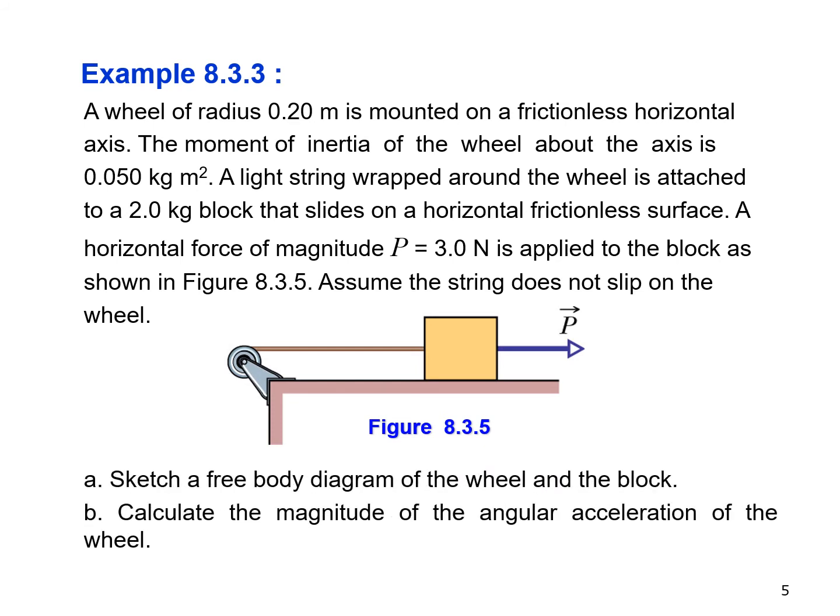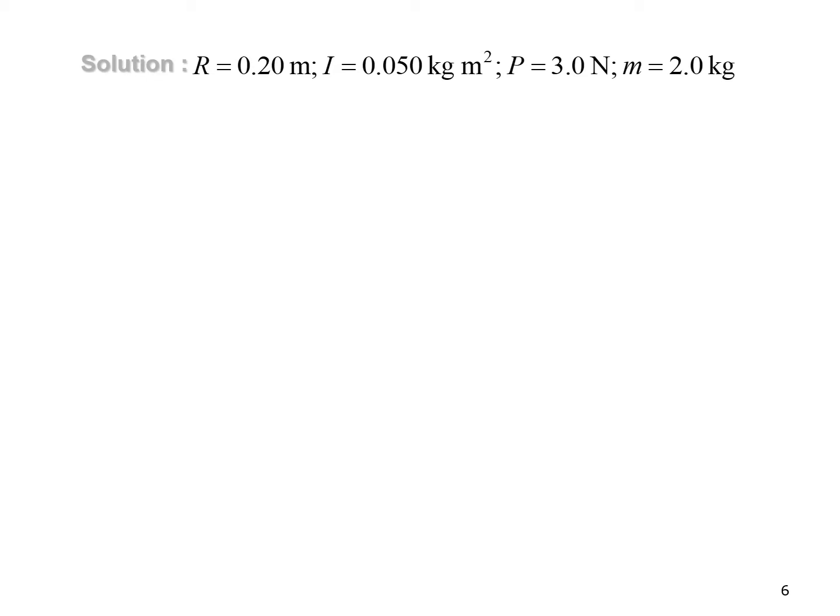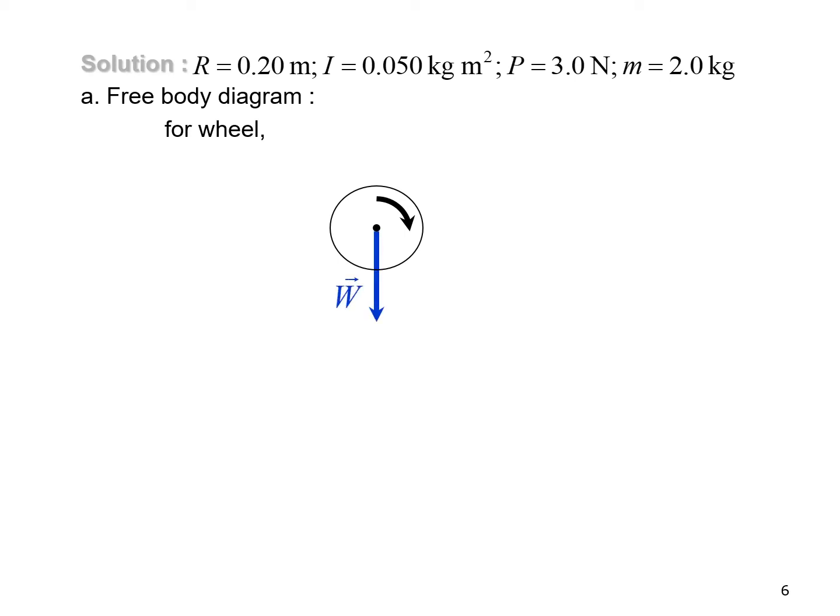So for the first question, they wanted to sketch the free body diagram of the wheel and the block, and for question B they wanted to calculate the magnitude of the angular acceleration of the wheel. For the first part, these are all the information given, so we can use it to draw a free body diagram. For the wheel, since the tension will be acting toward the right, that means the wheel will have a rotation in clockwise direction.